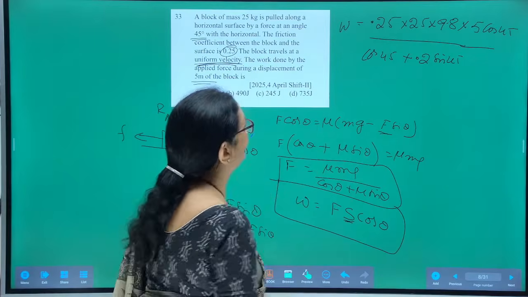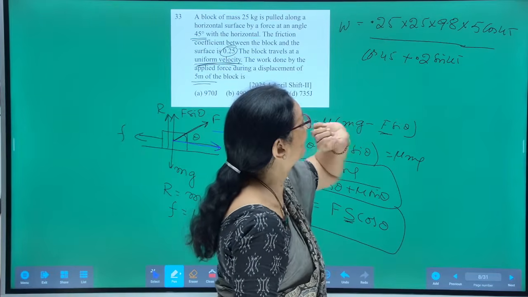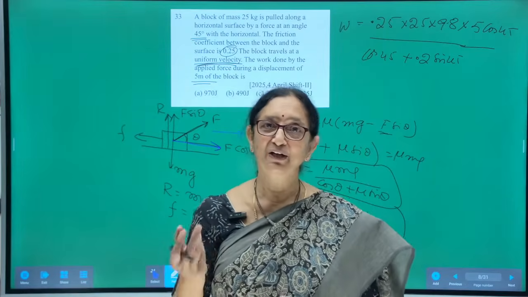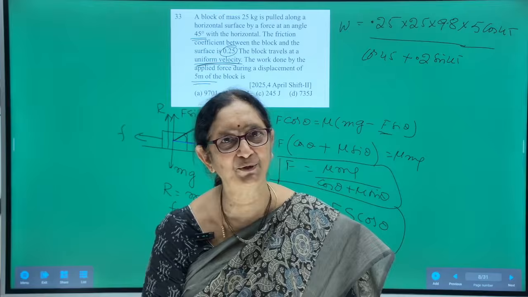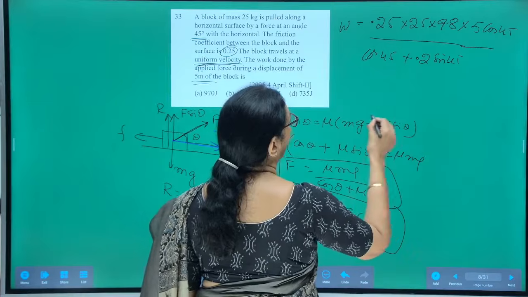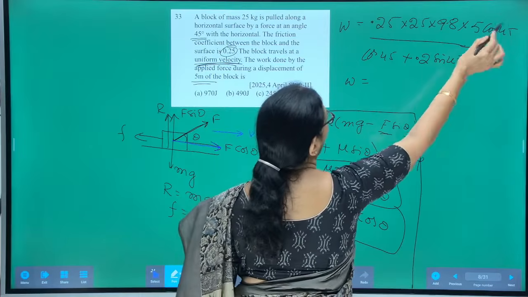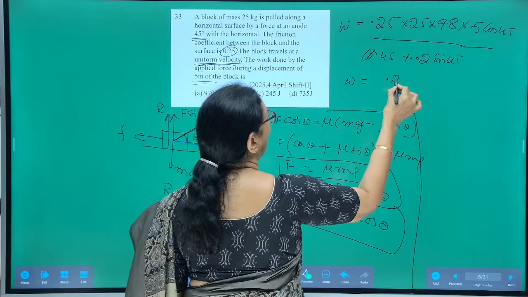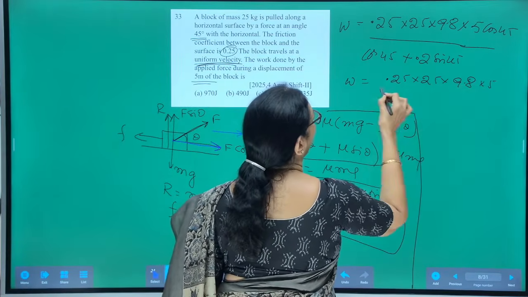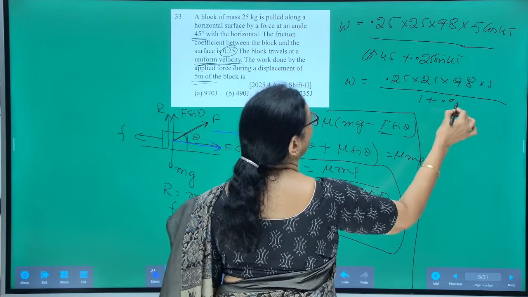See, this is the work done. Mu mg by (cos 45 plus mu sin 45) is F, and work done is F s cos theta. But here we know the cos 45 value is 1 by root 2, and the sin 45 value is also 1 by root 2. We can just take that as a common factor and cancel. See what we get? W is equal to, if you cancel that cos 45, 0.25 into 25 into 9.8 into 5 by 1 plus mu, where mu is 0.25.